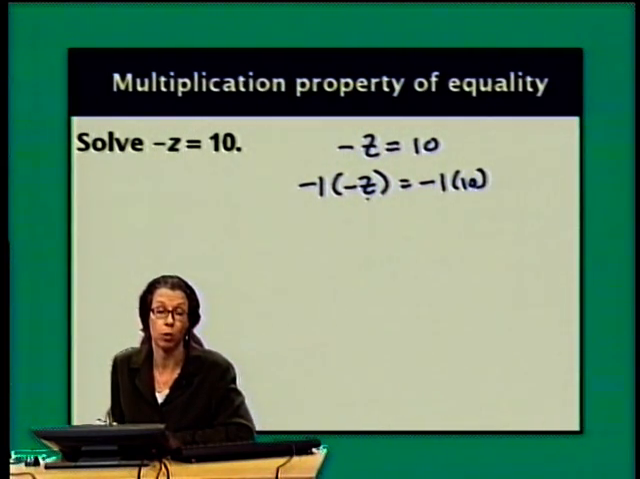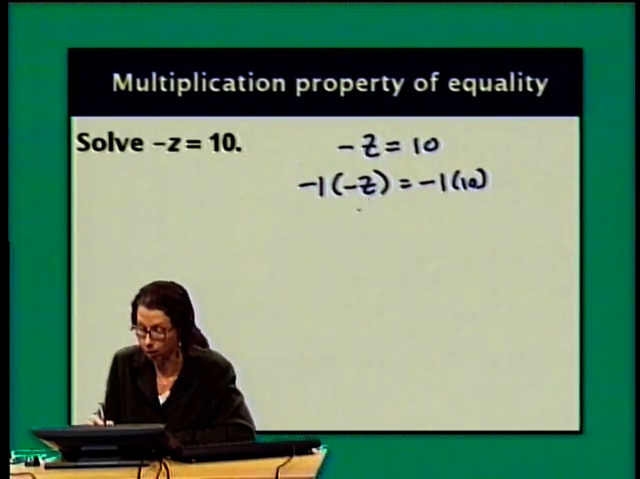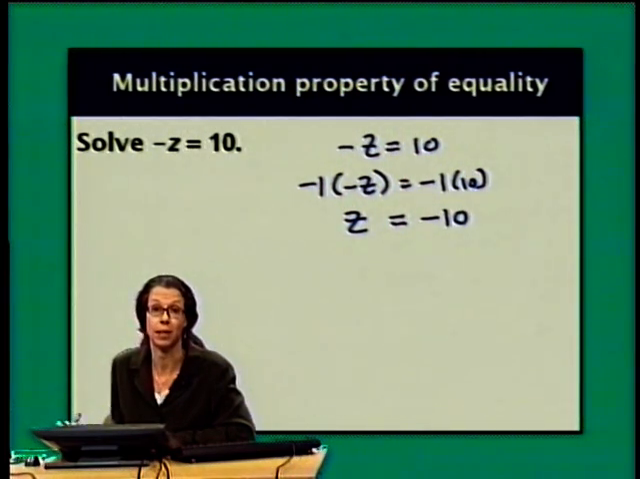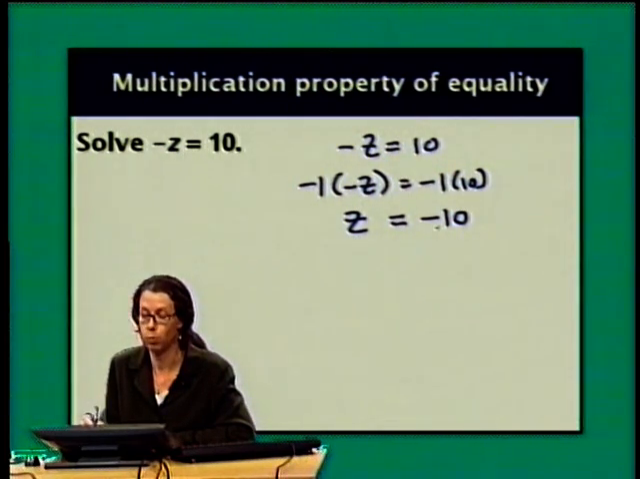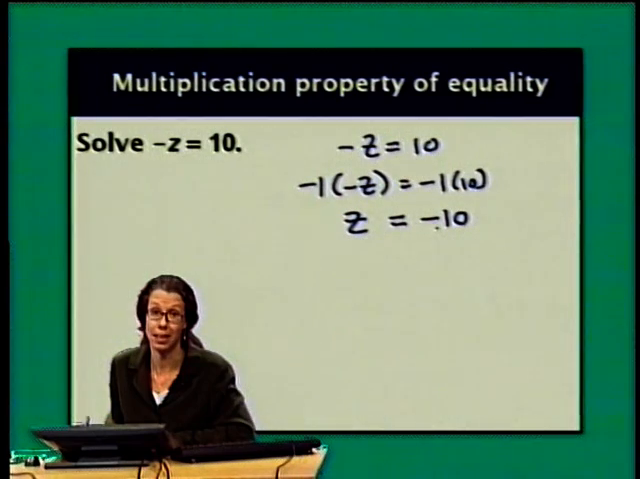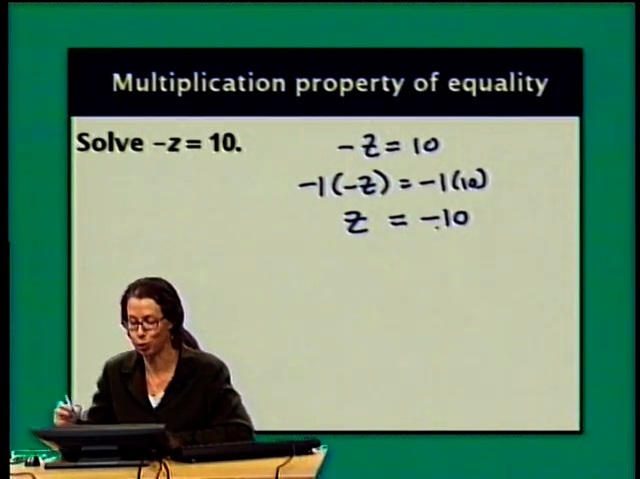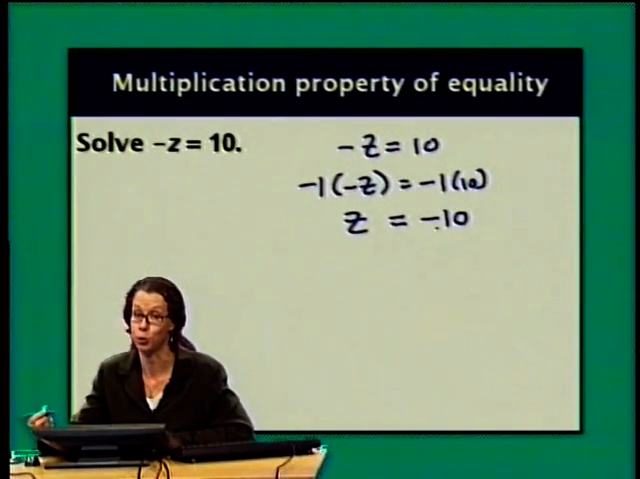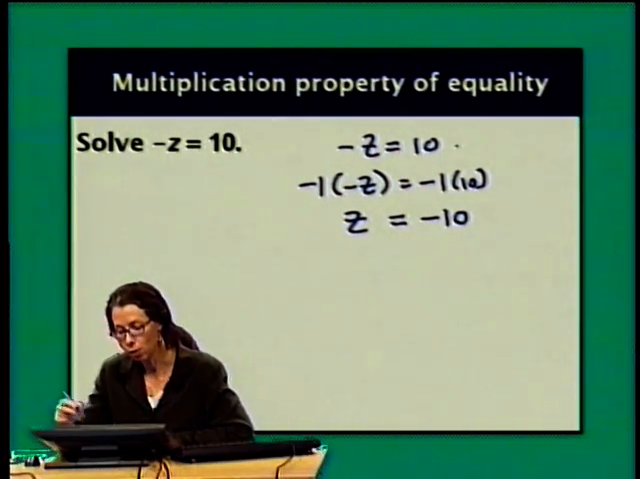Multiplying a number or algebraic expression by -1 changes the sign. So I have z on the left, and I end up with the opposite of 10 on the right. So here's two equivalent equations. z equals -10. The solution to that is -10. Now, before I check my proposed solution, which I'm pretty sure is right, notice what happened.